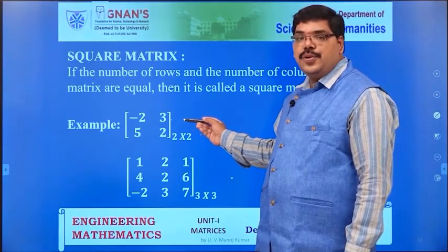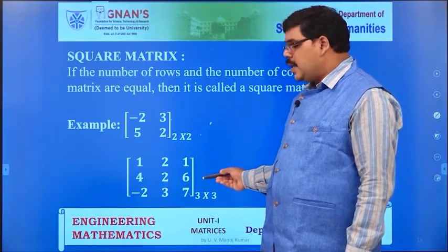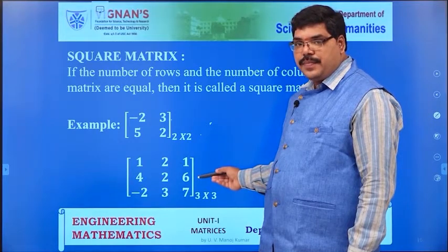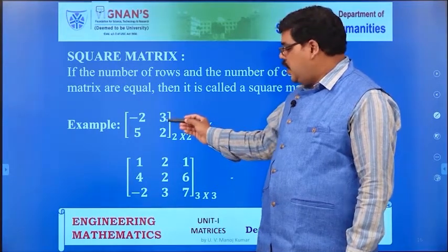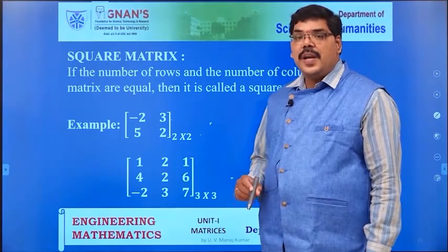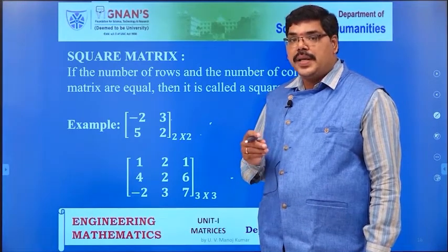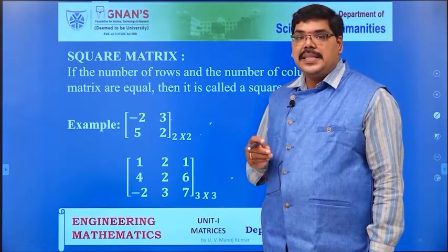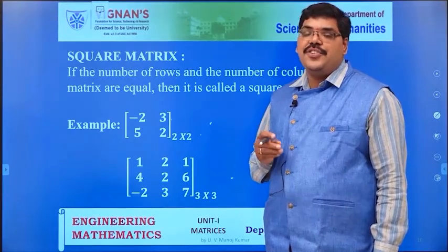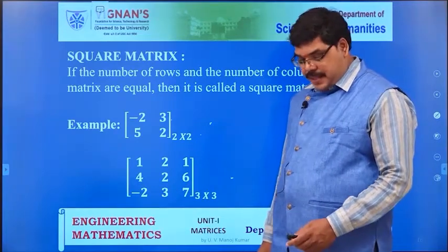Here there are 2 rows and 2 columns. Number of rows equals number of columns. Here there are 3 rows and 3 columns. Number of rows equals number of columns. Therefore, these two are examples of square matrices. Square matrices are important in our study. They have important applications. Their properties help us realize things that are useful for engineering. We will see more about square matrices.